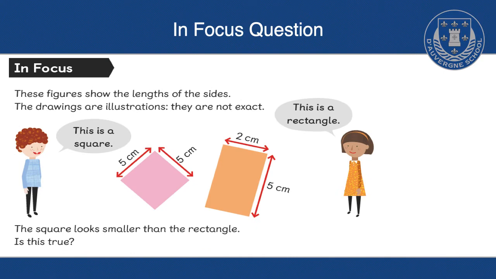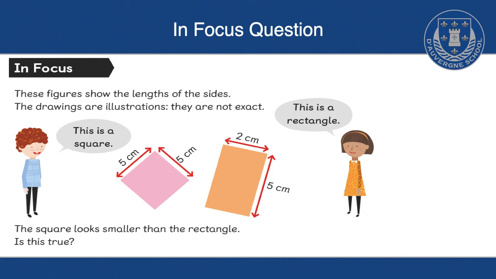So the in focus question. We've got our two characters, Elliot and Amira. It says these figures show the length of the sides. The drawings are illustrations, so they are not exact to size. There is a square and we have a rectangle, and it says the square looks smaller than the rectangle. Is this true? So have a little look. Is the square smaller than the rectangle?